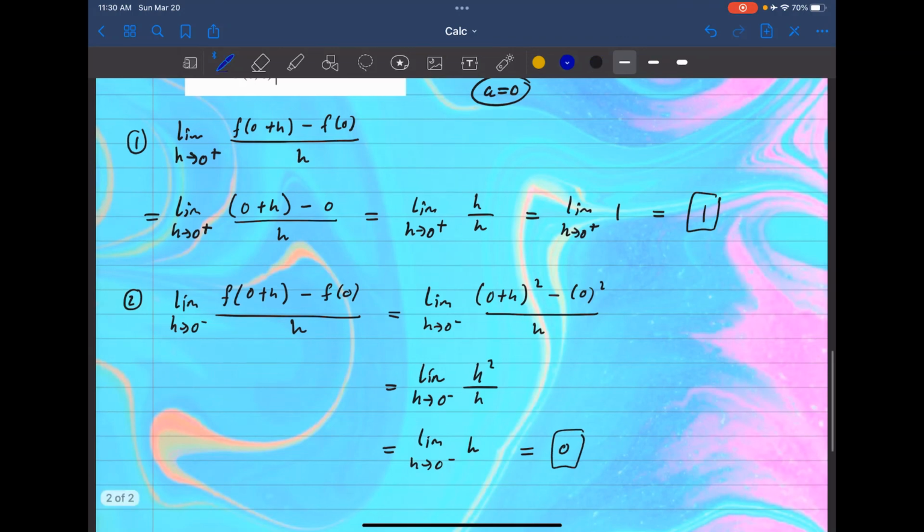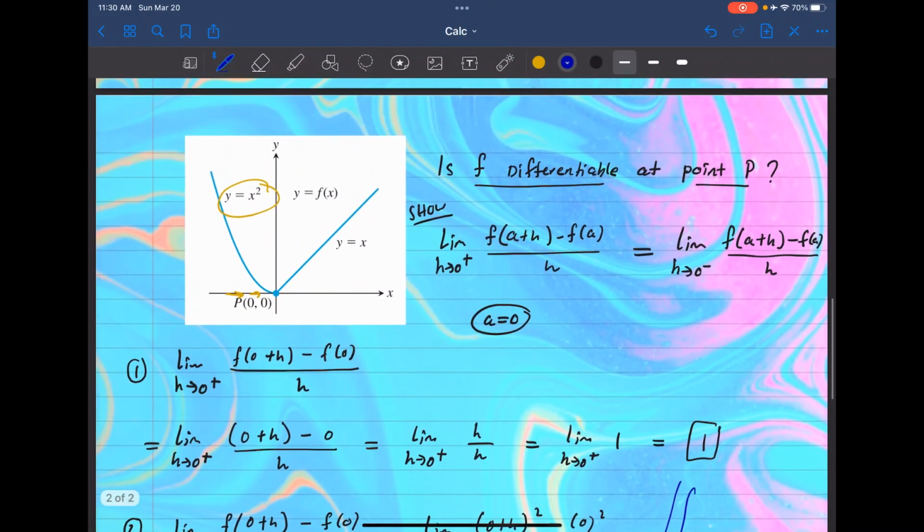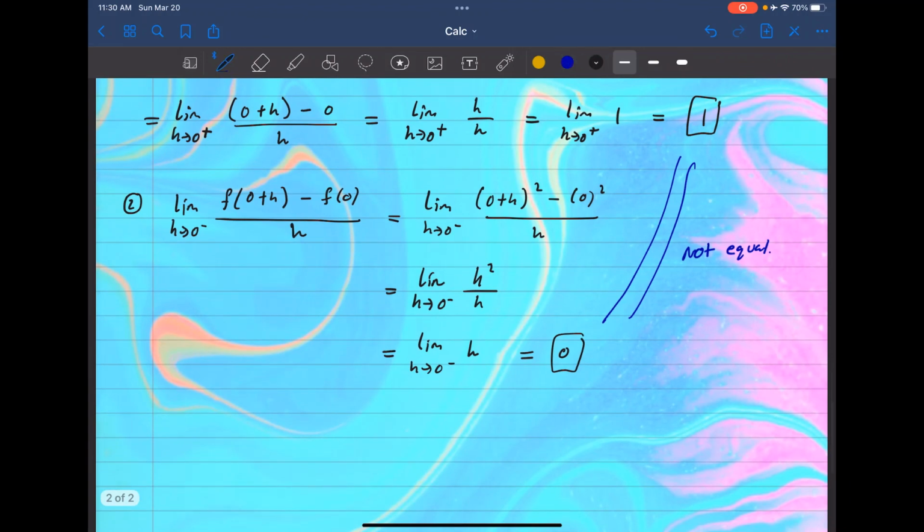So you see how these two sides are not equal. So because the one-sided limits didn't equal each other, therefore the function is not differentiable at the point P. So since these two limits didn't equal, we can say f is not differentiable at the point P, which is (0, 0).